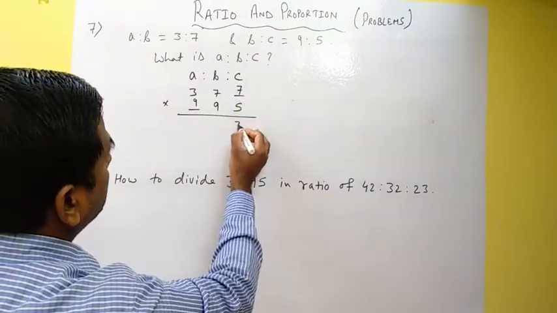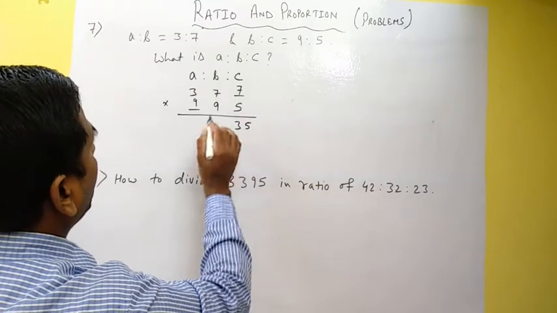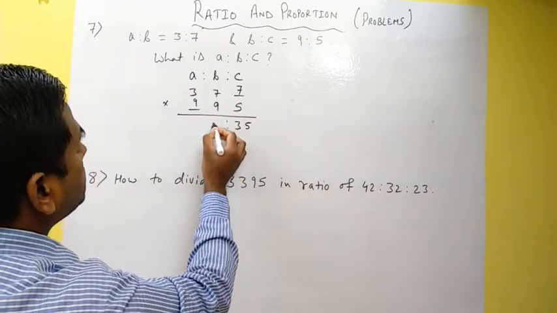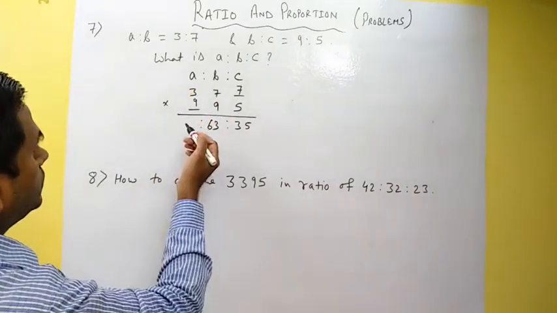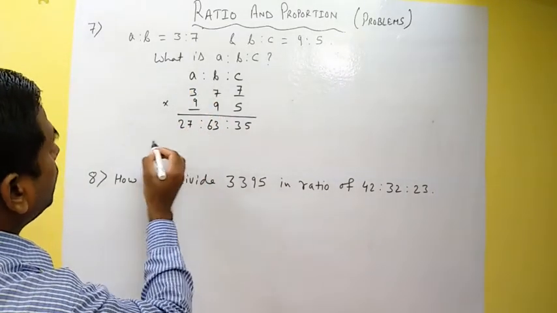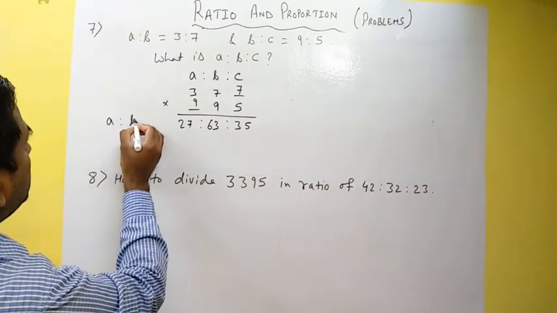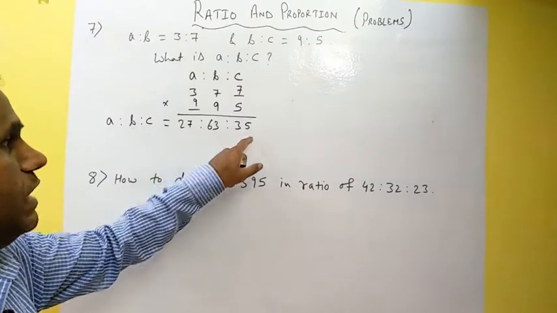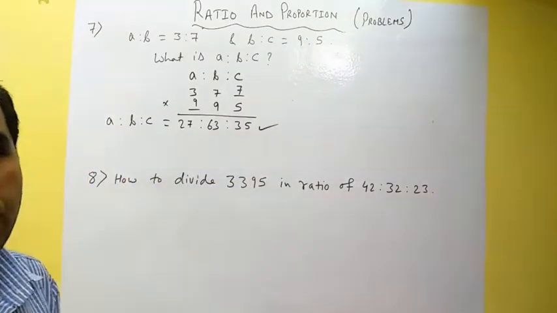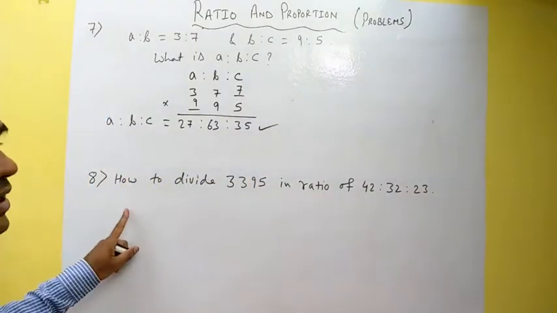So 7 5s are 35. Okay, and 9 7s are 63. Then here 9 3s are 27. So A is to B is to C is equal to 27 is to 63 is to 35. We get the answer. Okay. Now let us solve the next problem.